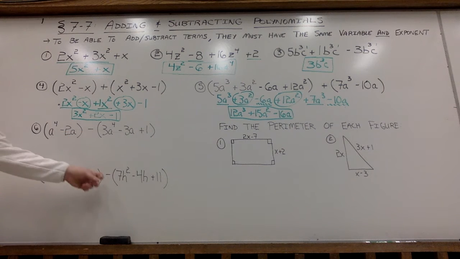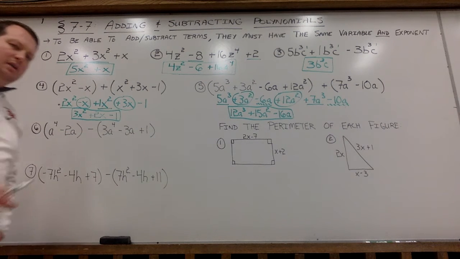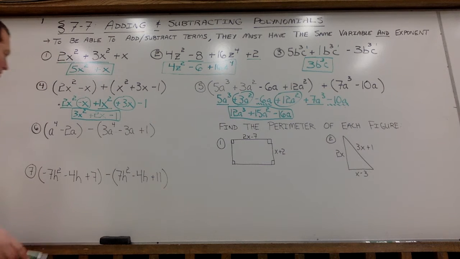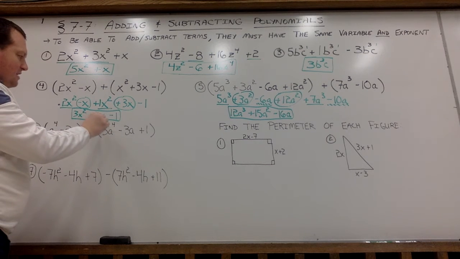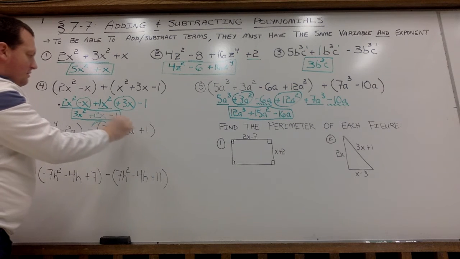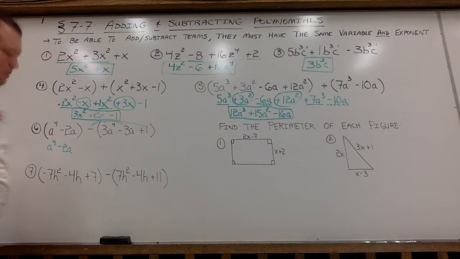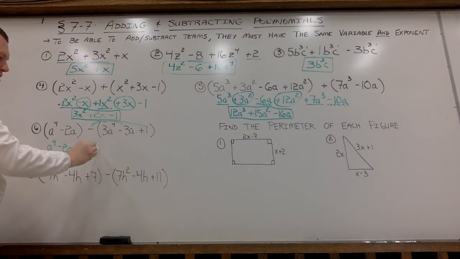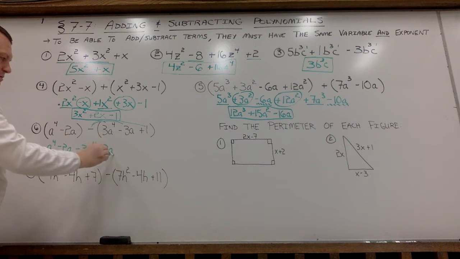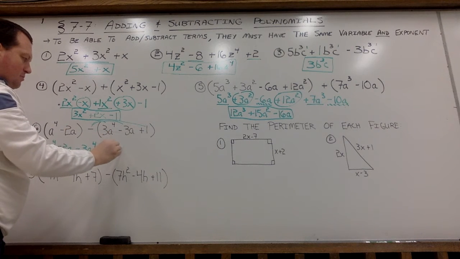Let's talk about subtraction. These you have to be really careful on your signage. Notice your first 2 parentheses don't have a minus sign in front of it, so you can drop the parentheses on the first group. But when I have a minus sign in front of parentheses, I need to take that minus sign to all terms in the second group. So minus 3a to the fourth. And then I've got minus negative 3a becomes plus 3a. And then minus 1 is just minus 1.